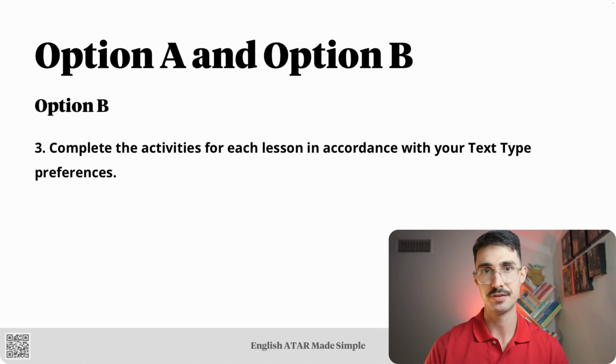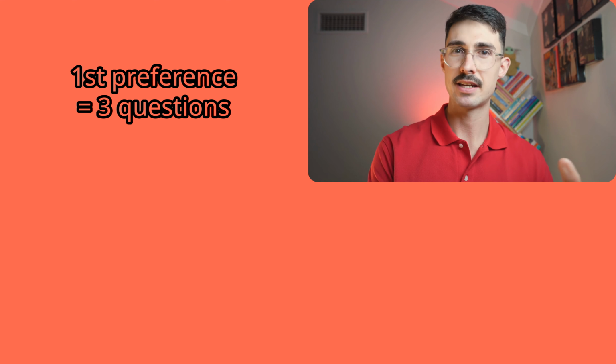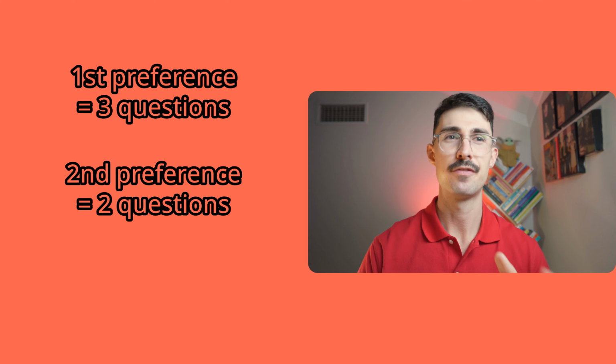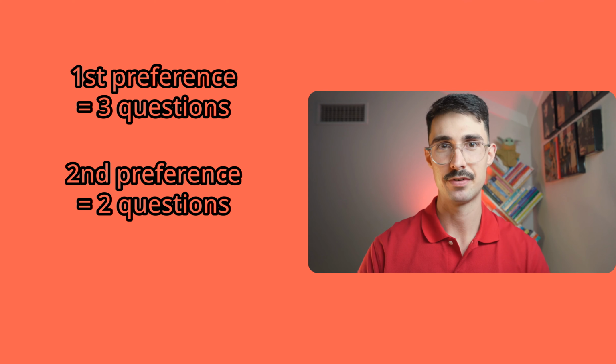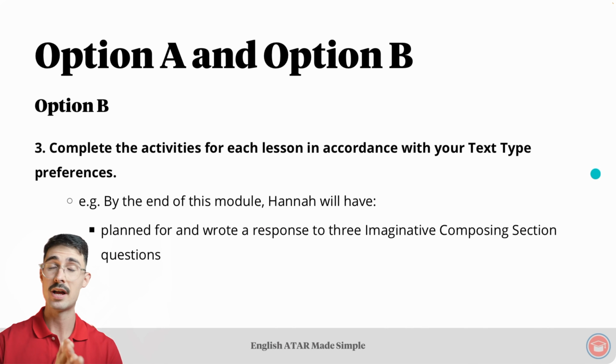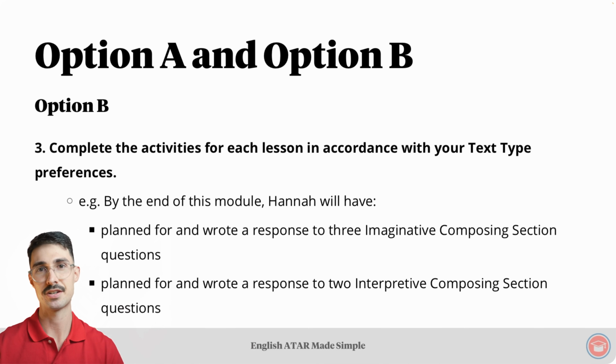The third and final step for option B is completing the activities for each lesson in accordance with your text type preferences. This means that you'll answer 3 past WACE exam questions for the activities that relate to your first preference and 2 past WACE exam questions for the activities that relate to your second preference. Relating this to Hannah, by the end of this module, Hannah will have planned for and wrote a response to 3 imaginative composing section questions and 2 interpretive composing section questions.